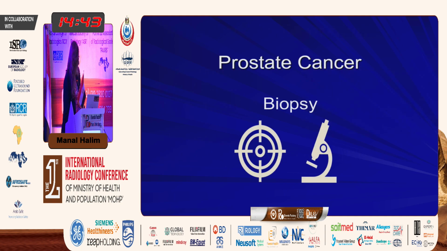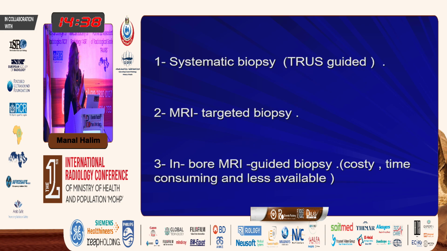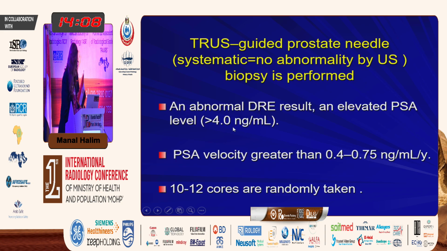What about the biopsy? MRI plays an important role in the biopsy. We have 3 types of biopsies: the systematic type, the targeted type, and the in-bore MRI. In-bore MRI, which is the MRI guided biopsy, is really sensitive, but it's costly, time-consuming, and less available. While the systematic biopsy is done by transrectal ultrasound, but still has a problem. In systematic biopsy, the physician takes most of it blindly, so that's why they take 10 to 12 cores. While the MRI targeted biopsy is a new one, or not that new.